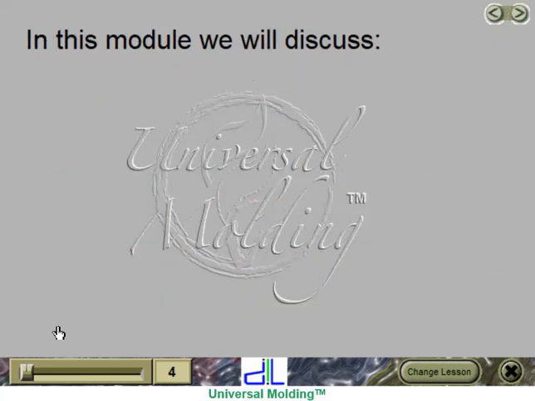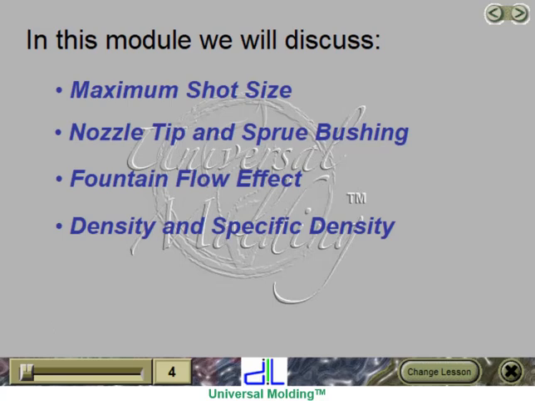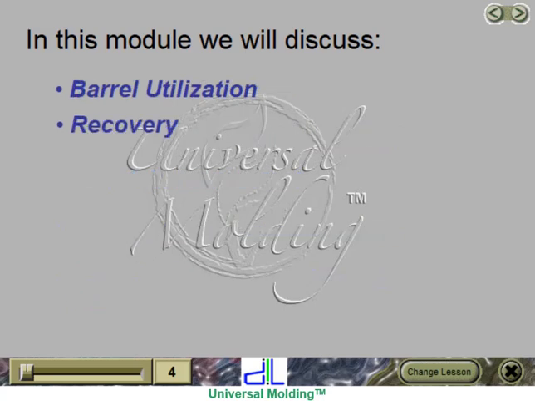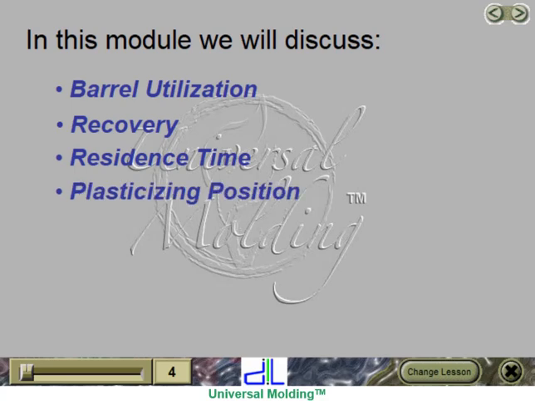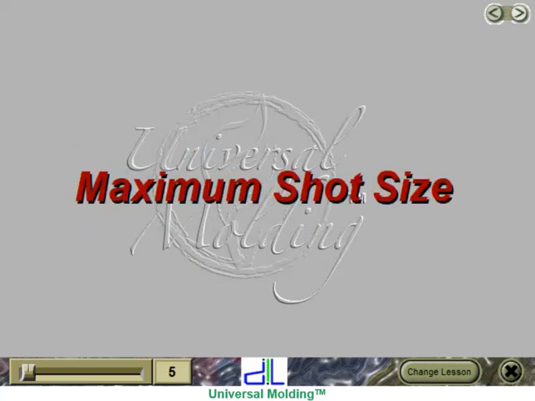In this module, we will discuss maximum shot size, nozzle tip and sprue bushing, fountain flow effect, density and specific density, injection velocity and injection flow, barrel utilization, recovery, residence time, plasticizing position, temperature profiles, intensification ratio.